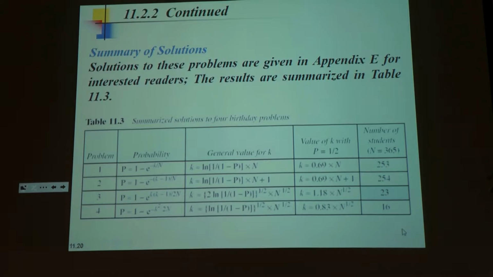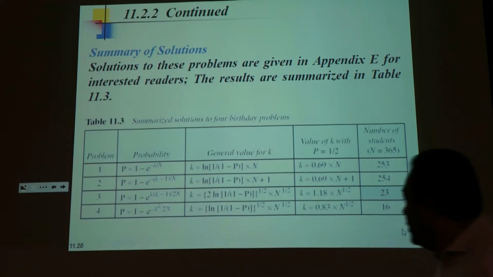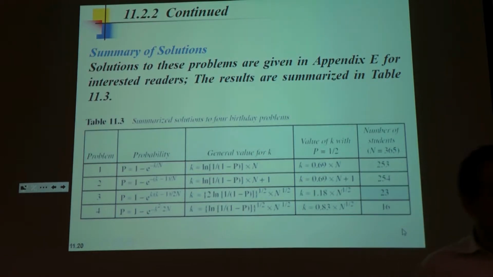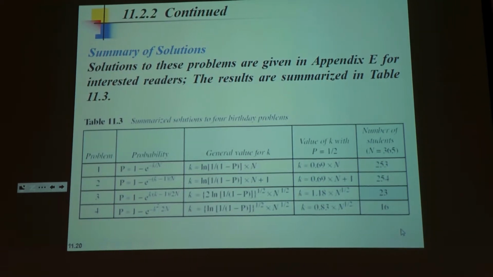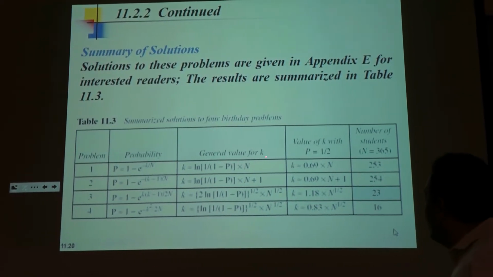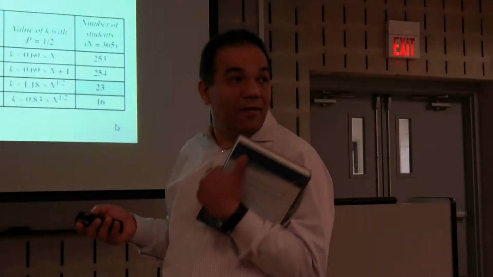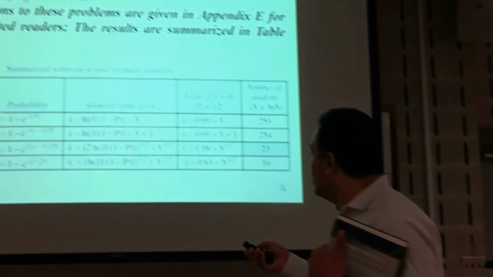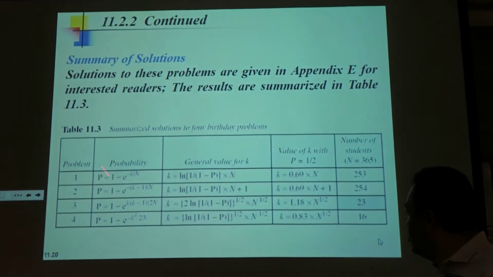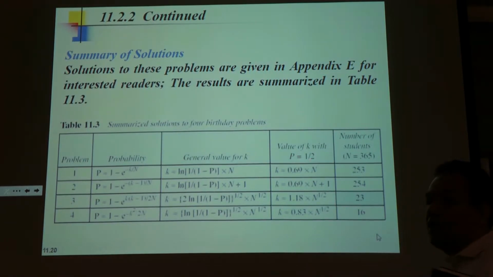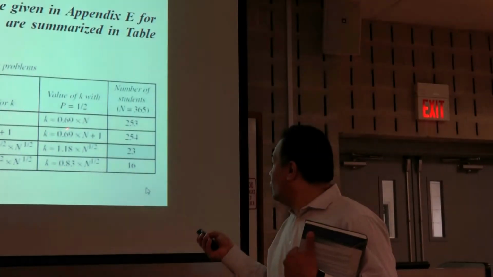You could read it. So for problem 1, the probability is P equals 1 minus e^(-k/N). What is N? The total options. What is K? The number of instances. So the general value for K, what I'm looking for is K. How many instances could happen? So if I solve this problem, I will get K equals this. If I fix P to 50%, that will be the value of K.